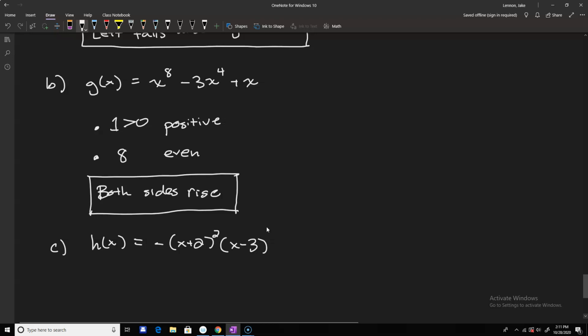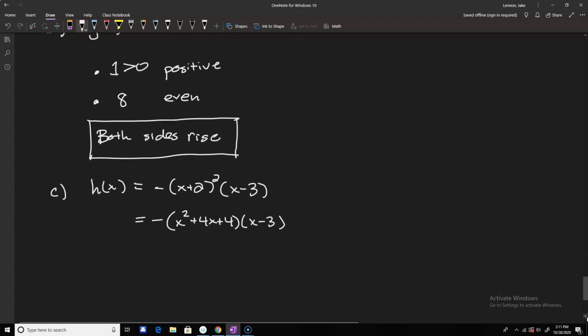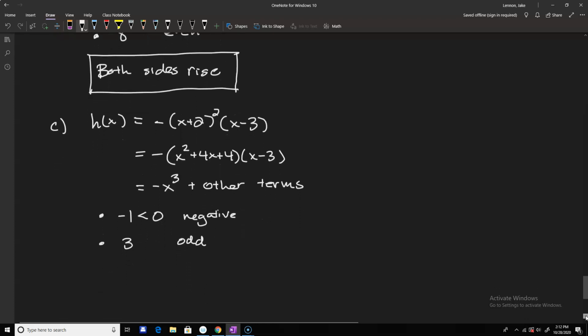All we really care about is the biggest power of x. If you were to multiply it out, x plus 2 squared would be x squared plus 4x plus 4, and then you would have an x minus 3 here. When you multiplied that out, your biggest power of x would come from x squared times x, which would be x to the third. And then we have that negative in front. So we'd have minus x to the third plus other terms. We don't really care about what those other terms are when we're determining the end behavior. So here we end up with negative 1, which is less than 0, so we have a negative leading coefficient, and the exponent 3, which is odd. So we have negative and odd, and in this case, we end up with the left rising and the right falling.